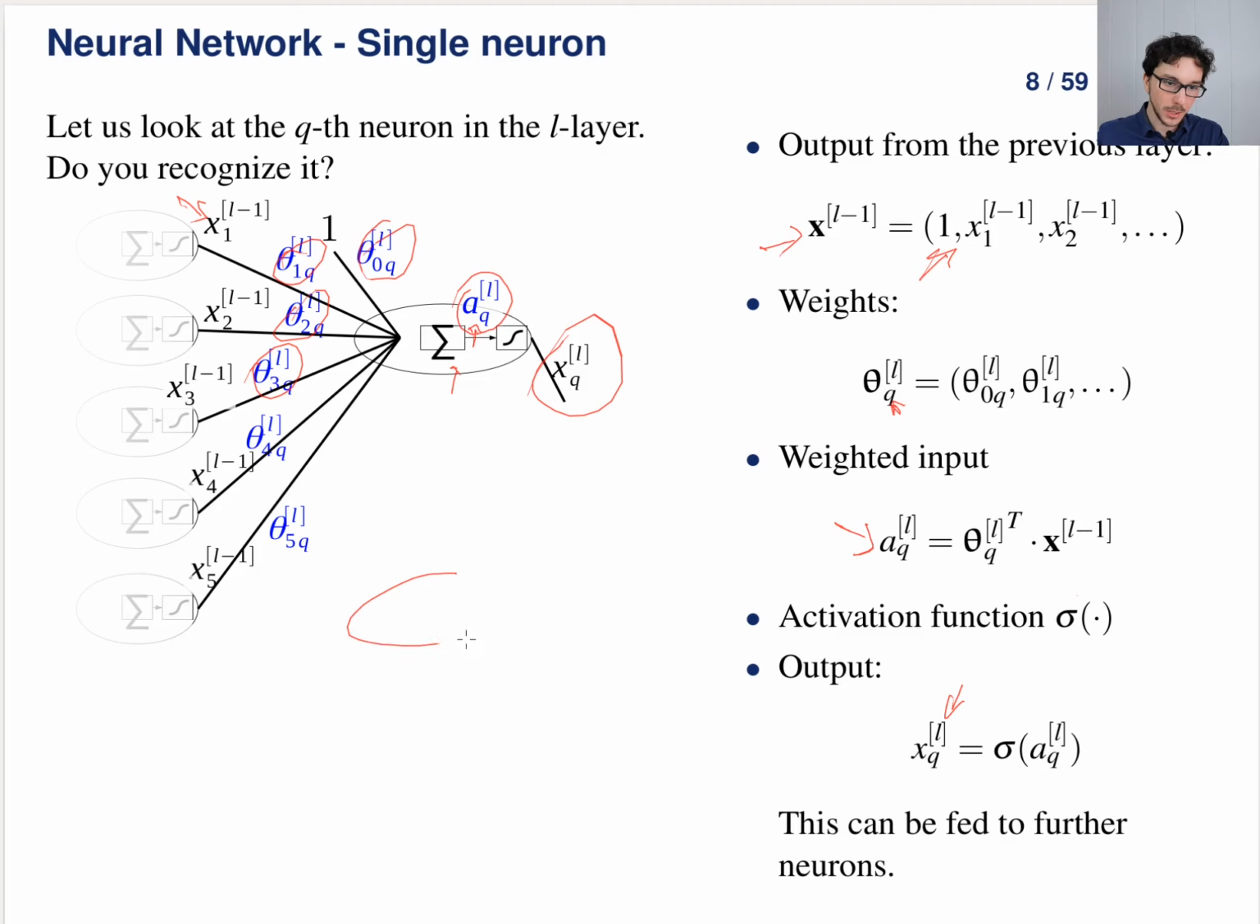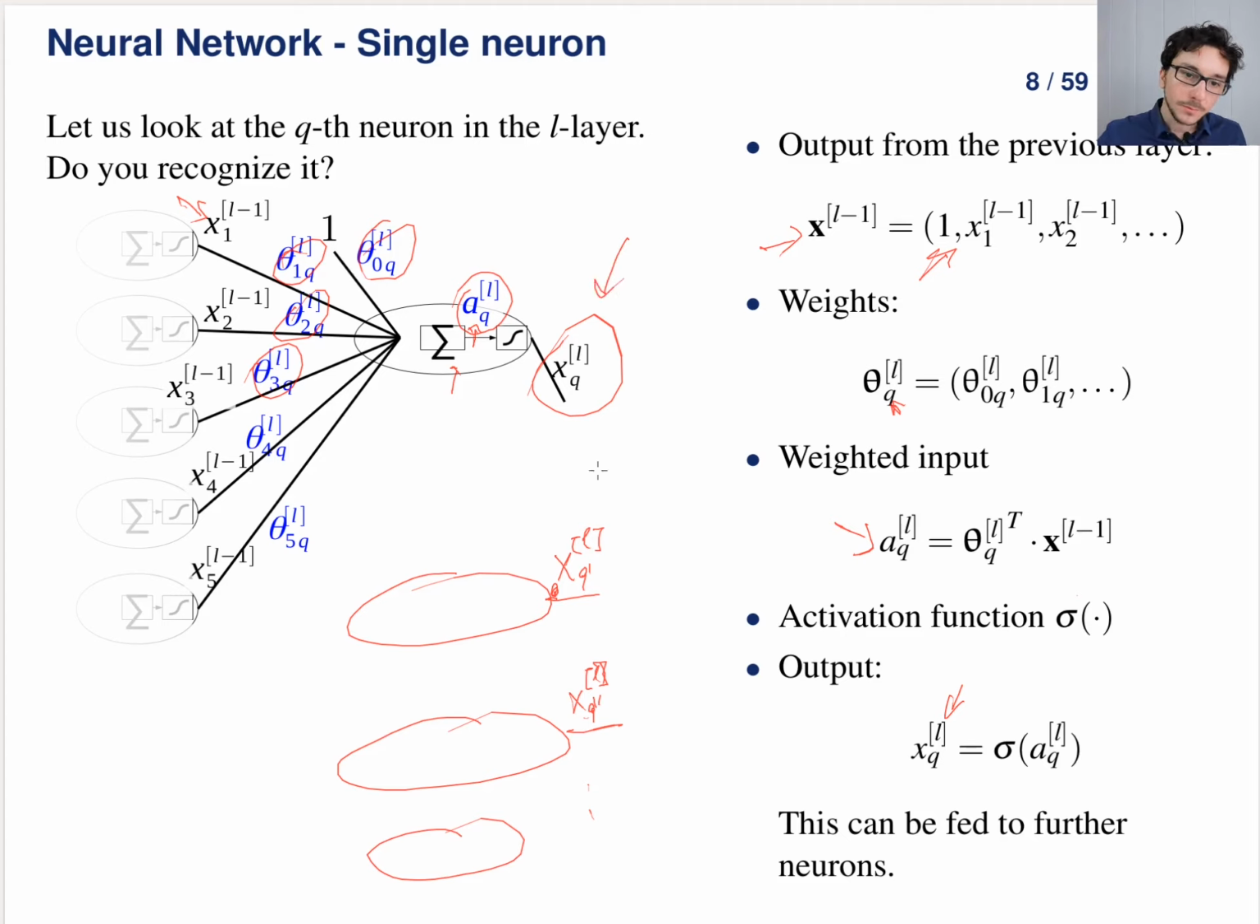So you have to imagine that there are also other neurons in which the same operation occurs, and so you will have the output of the other neurons Q prime, Q second, etc. This output vector of x will constitute the input vector of the next layer. So if you have another neuron here, all these outputs will be going as input to this other neuron, and here we will have other weights.